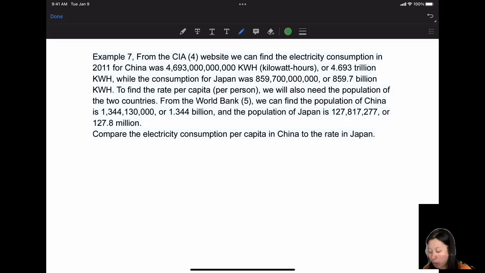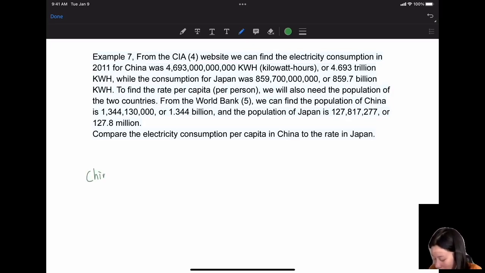So to find the rate per capita, which is per person, we also need the population of the two countries. So from the World Bank, we can find the population in China is 1.344 billion, and the population of Japan is 128.8 million. So compare the electricity consumption per capita in China to the rate in Japan. For this question, you might notice that, hey, they have different units. How do we compare these two?